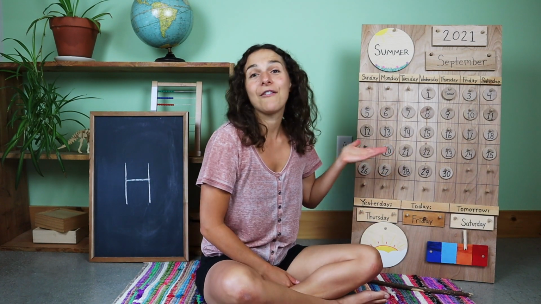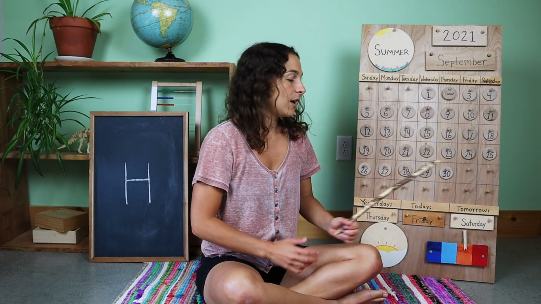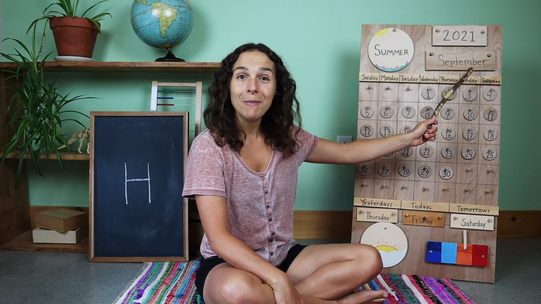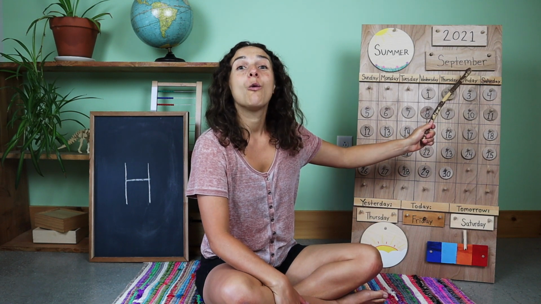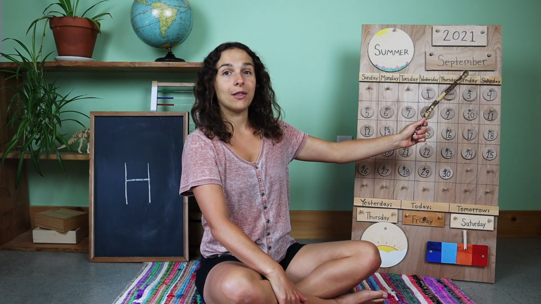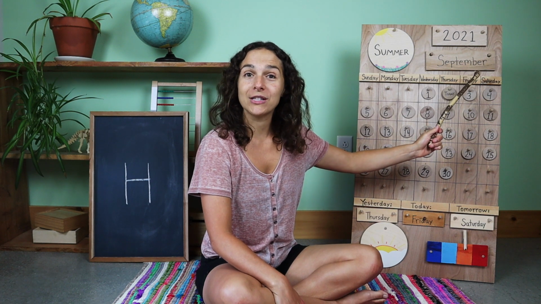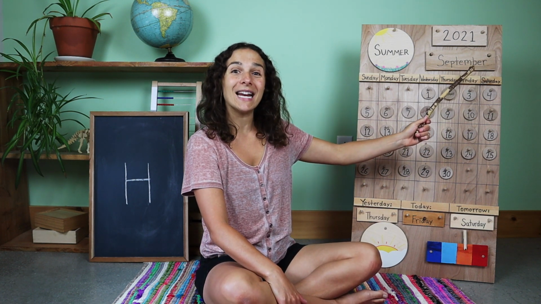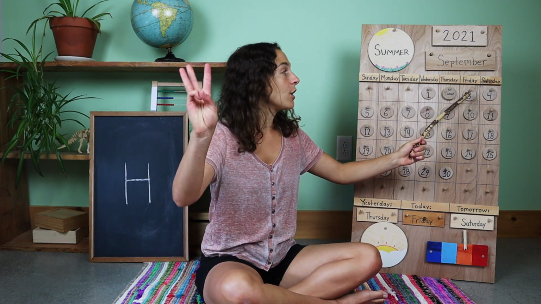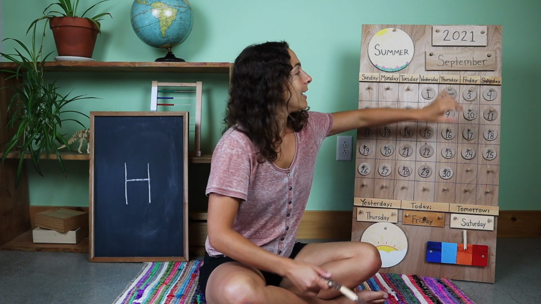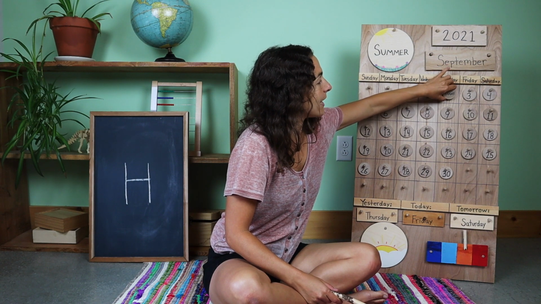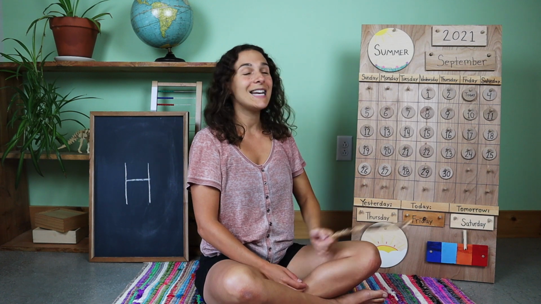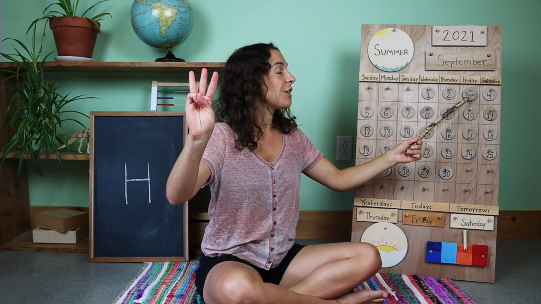Right over here, I have the calendar and weather chart. Let's go over the date first. Right up here, we have the month. And a few days ago, we started a brand new month. Do you remember what the new month is called? September. That's right. Today is September 3rd. Let's move the chip over from yesterday. Yesterday was September 2nd, and today is September 3rd.